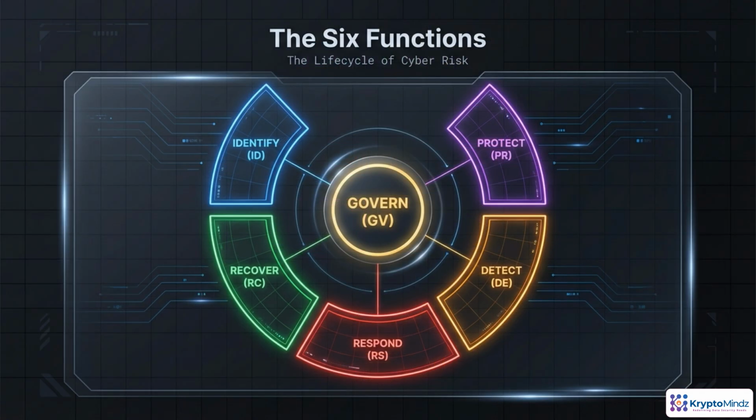NIST CSF 2.0 is organized around 6 functions that describe the full life cycle of cyber risk. Govern sits at the center. It covers decision-making, roles, policies, and aligning security with business objectives. Around it, Identify defines what you have and what matters. Protect applies safeguards. Detect finds anomalies and events. Respond manages incidents in progress. Recover restores services and improves things for next time. Together, these functions form a continuous, repeatable risk management system.